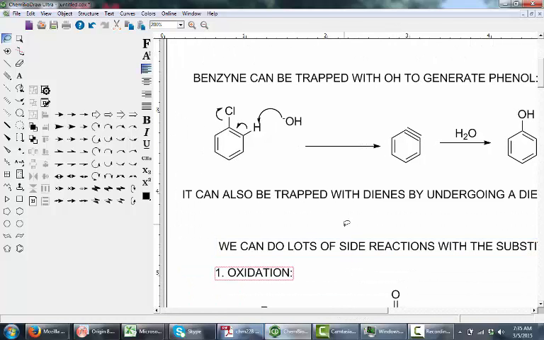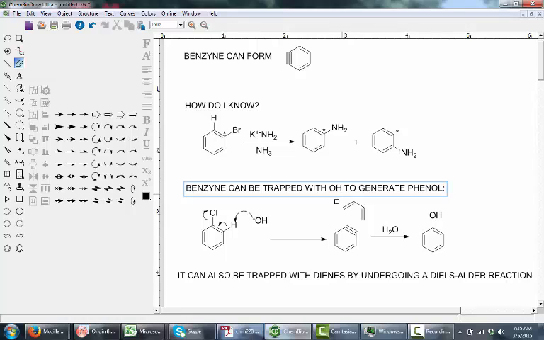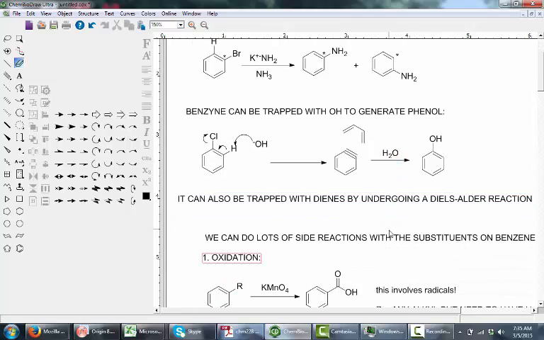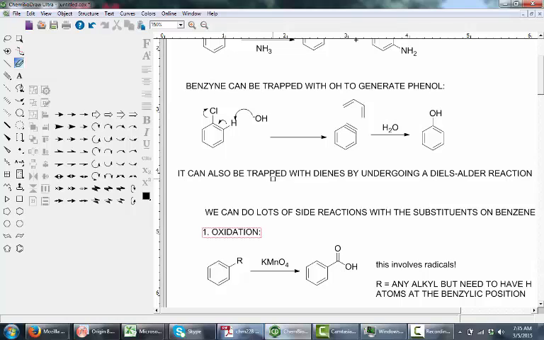Benzyne also works as an excellent dienophile. So if I have a variety of dienes, I can trap the benzyne to generate new six-membered rings in the Diels-Alder reaction. So again, if I'm looking over here at a molecule like this, this will be my diene. It can react with a benzyne dienophile, and that's a great reaction to undergo. It's pretty important. Okay, and that's pretty much as far as benzyne goes.